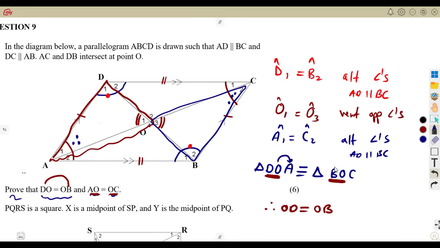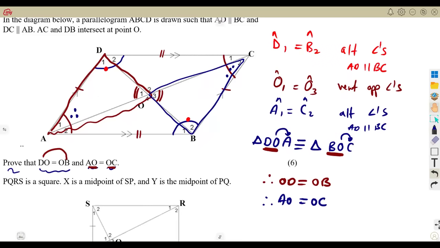OA is the same as OC. So from A to O, it is also the same as O to C. Therefore, this is true. From congruent figures, it follows that the length DA must be equal to BC. This is the one that we have, DA and BC.